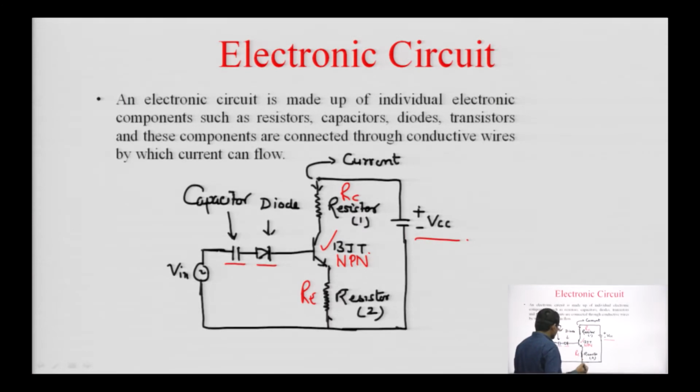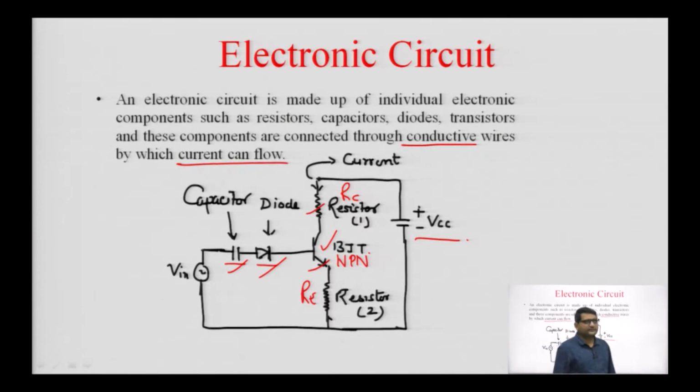This circuit shows the definition of electronic circuit: it is made of individual electronics and electrical components such as resistor, capacitor, diode, transistor, may be BJT, may be JFET and may be MOSFET, and these components are connected through a conductive wire by which the electric current can flow. In the definition of electronic circuit we generally avoid the inductor, because the fabrication of inductor is not possible in the form of monolithic IC. It is very difficult to fabricate an inductor with a precise value.